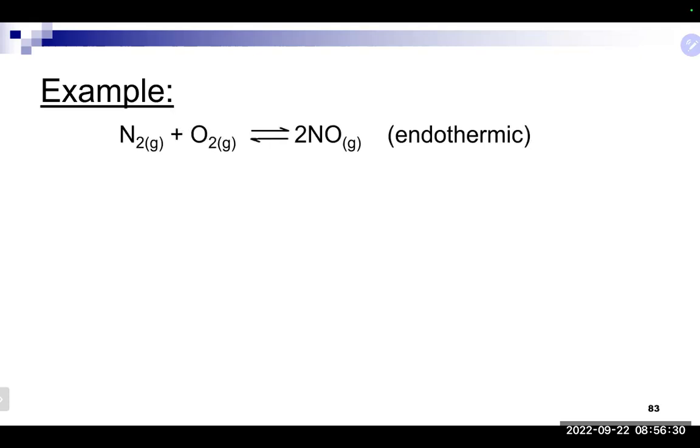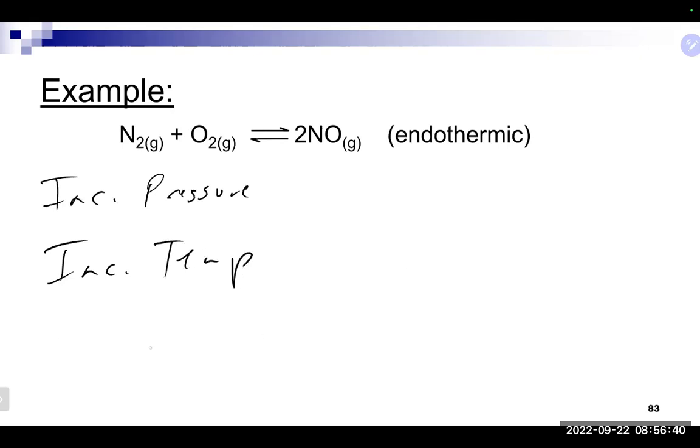All right, last one here. Let's do increase the pressure. Let's do increase the temperature. Let's remove NO, and we'll add some O2. All right. Okay, so on the first one here, we're going to increase the pressure.